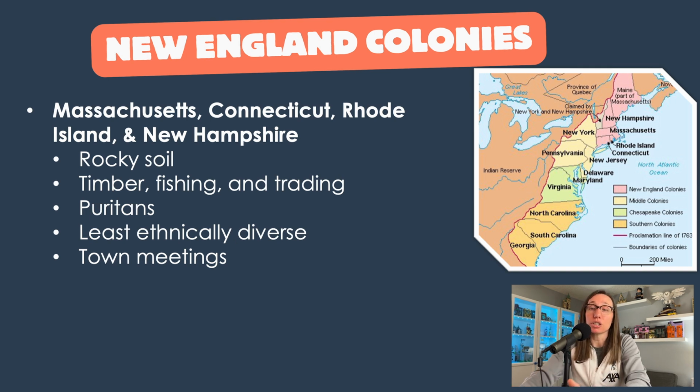In the New England region, this was mostly made up of Puritans who were not as welcoming of outsiders, so they were less diverse, but they did have a good deal of political participation through their town meetings. I am going to talk about self-government either in another video or in class, so make sure you pay attention to that later because that is essential for understanding the development of the colonies.